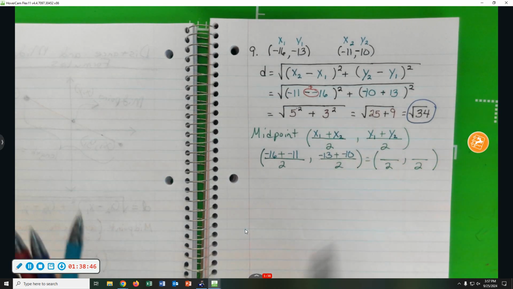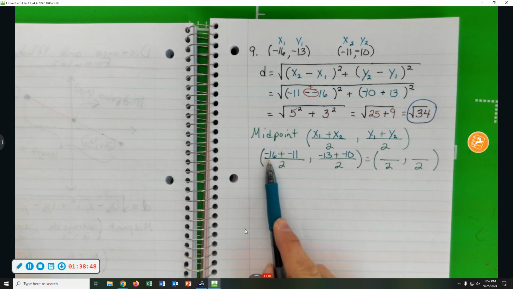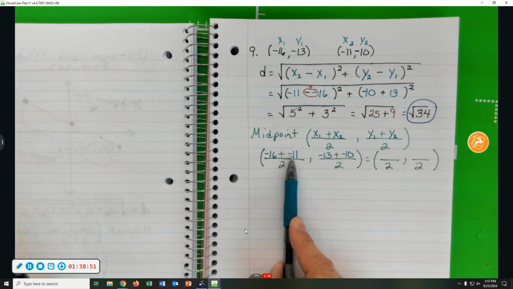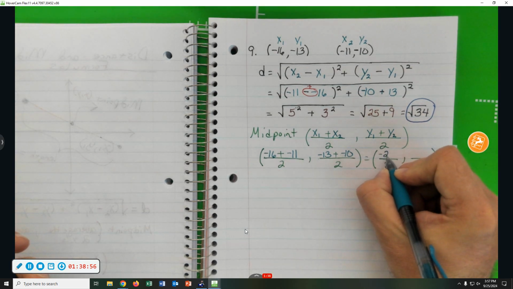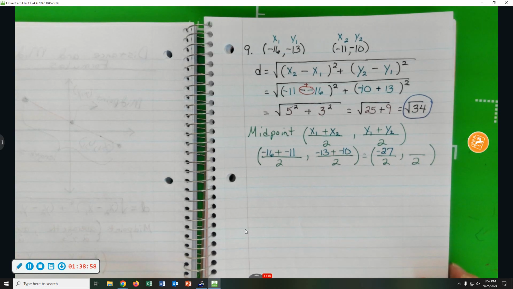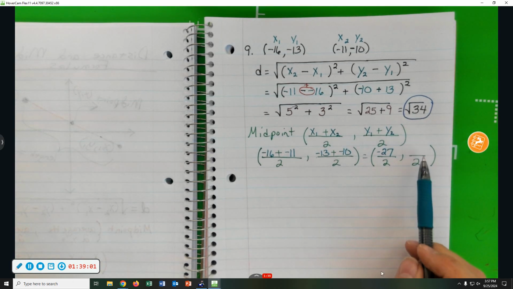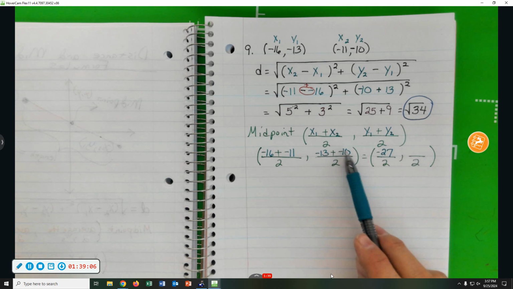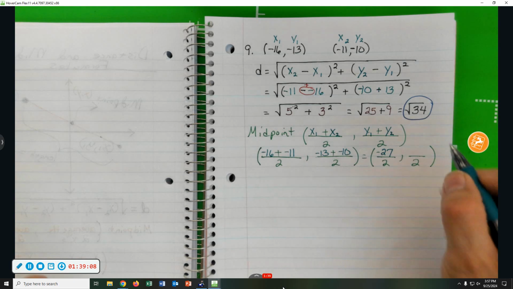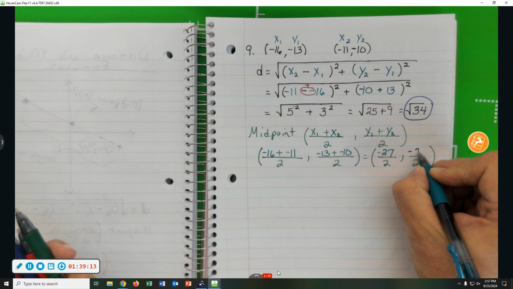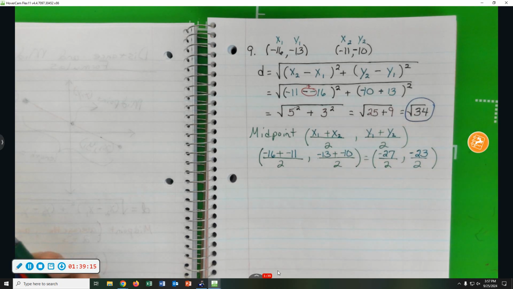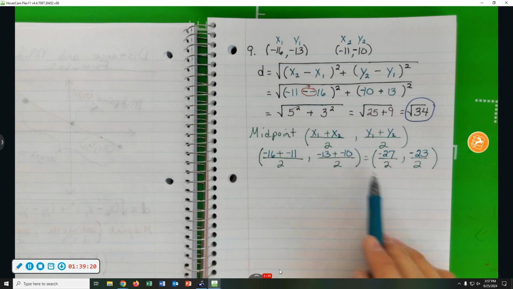What number do we have on top of the first fraction? Negative 16 plus a negative 11 is negative 27. And what about on top of the second fraction? What number are we going to have here? Negative 13 plus a negative 10 is a negative 23.